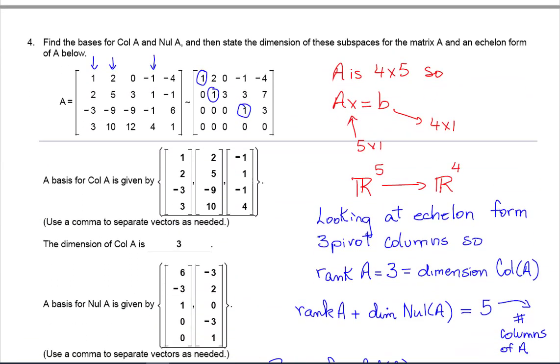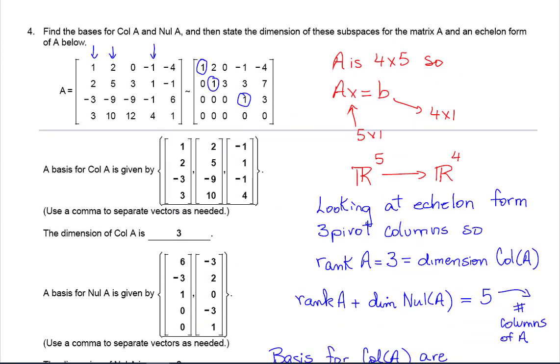All right. Now in this question, we're looking at the column space and the null space of matrix A. So matrix A, what's the size of it? Well, it's got 4 rows, 5 columns. And they've row reduced it for us as well.